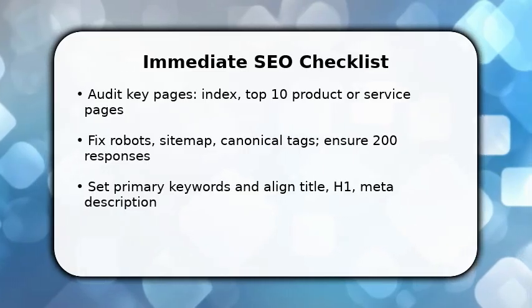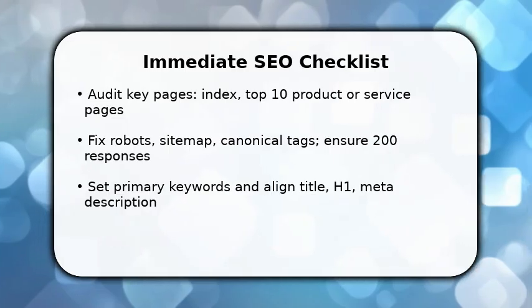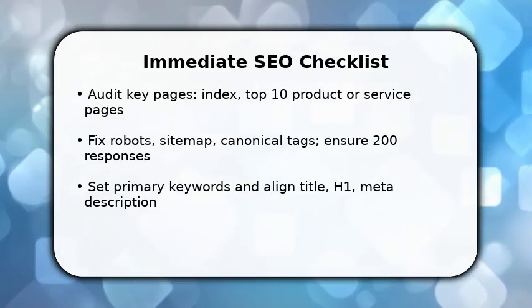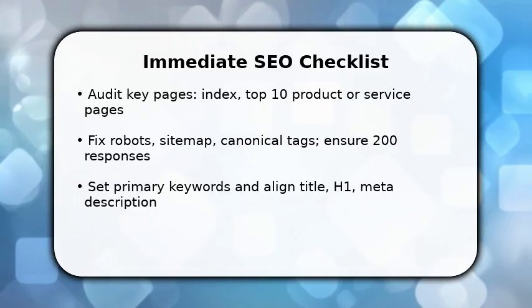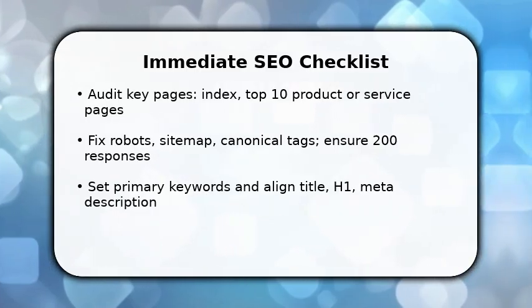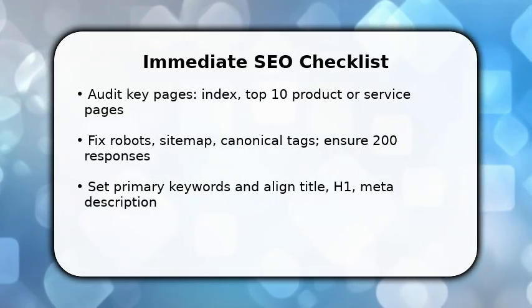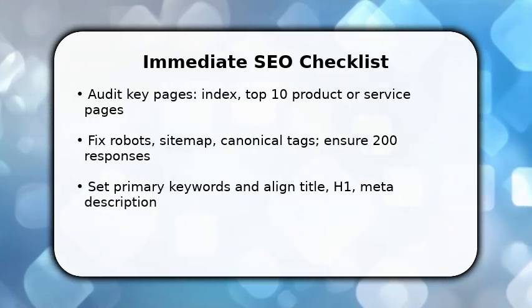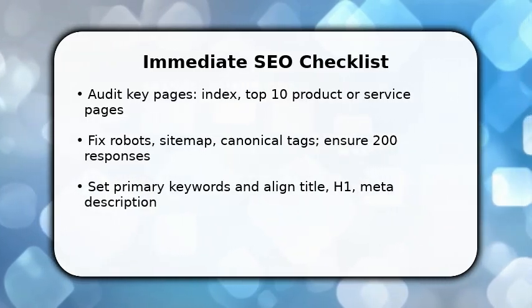You start by running a focused audit on your highest value pages. Prioritize index and top 10 product or service pages. Once done, fix robots.txt, submit an XML sitemap, and verify canonical tags so search engines index the right URLs.